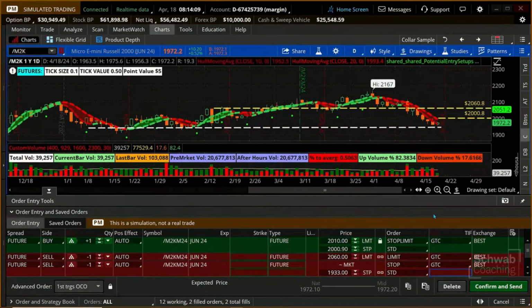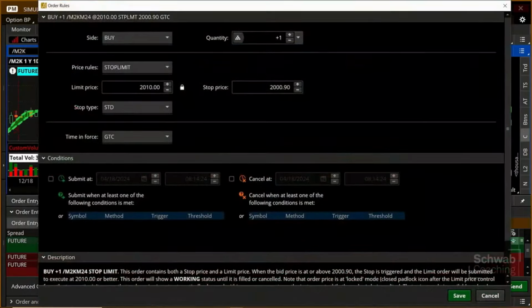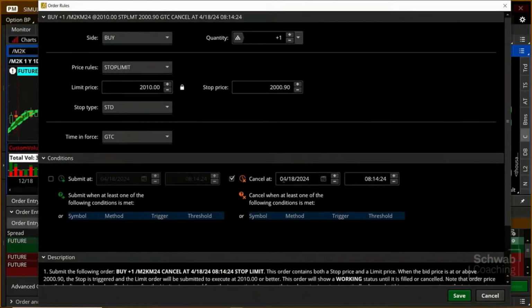Now, what we're gonna do in this case is we're gonna do one contract only, okay? There's the target, there's the stop. Now, we don't know if it's gonna fill. In that case, we're gonna go to the gear. We're gonna click on that gear right there, and we're gonna say, look, if this does not fill in the next week, so we're gonna take it back to, let's say, the 25th, okay, the 25th. If this does not fill by next week, cancel the order.